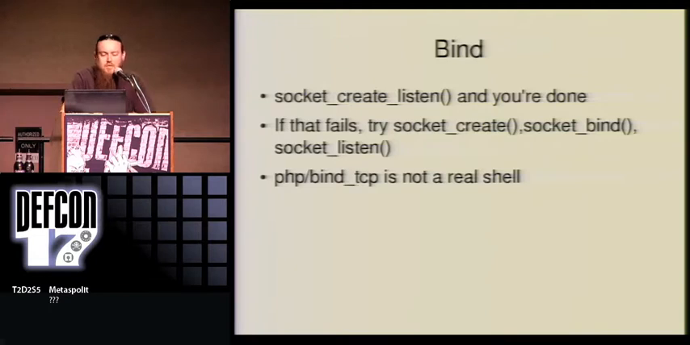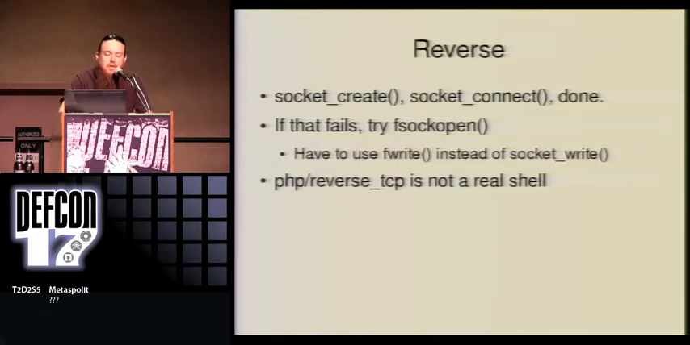So the problem is that this isn't exactly a shell. I'm basically creating a new shell process for every command, and for the most part it's okay. It works fine. But CD doesn't work, for example. Reverse is basically the same way. We can use socket create, socket connect, shell. If that doesn't work, we've got fsockopen. If that doesn't work, we can use pfsockopen. If that doesn't work, we can use curl. If that doesn't work, we can use the Perl extension.